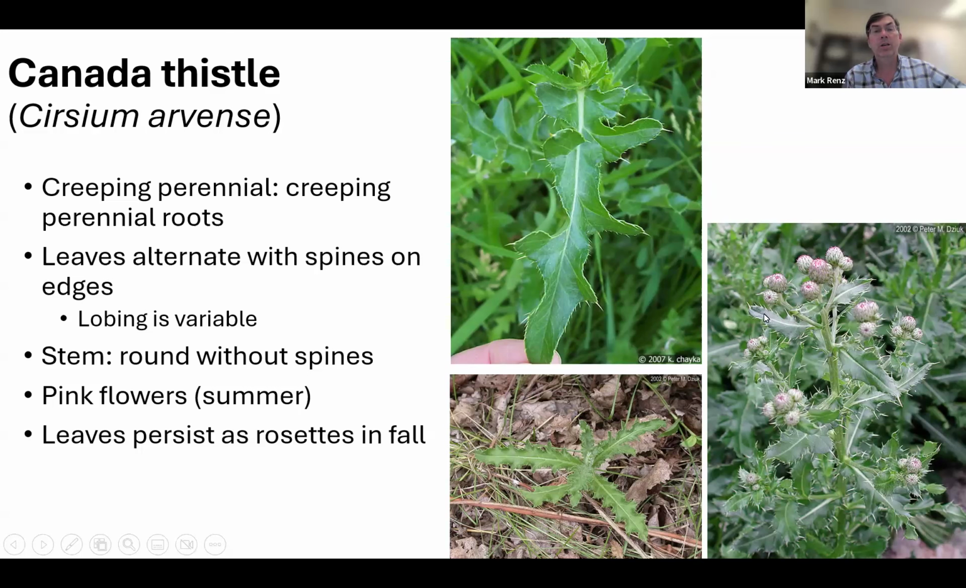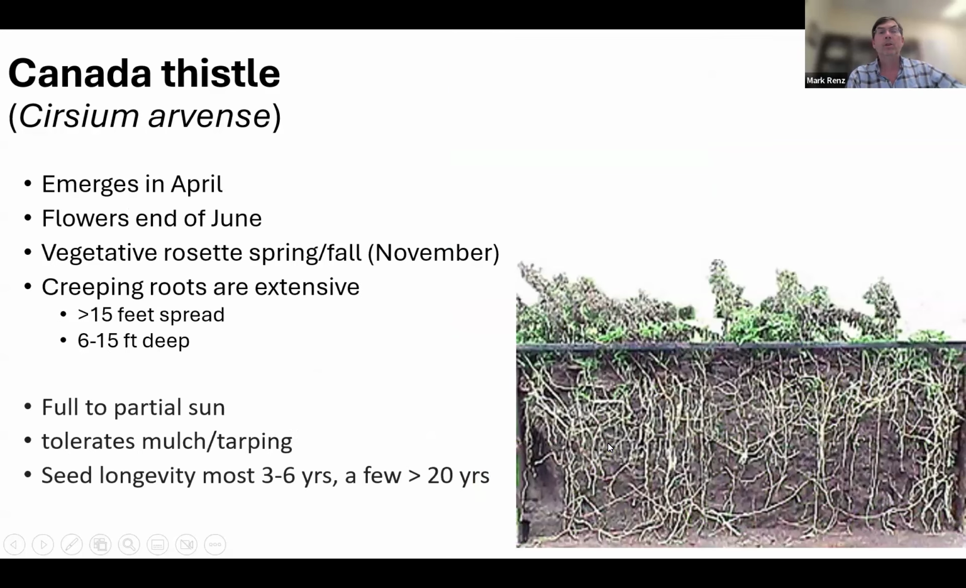But that's a good characteristic. It flowers and has pink to purple flowers, and looking in the spring or the fall, you'll just see a rosette, which is just a bunch of leaves with no visible stem. This plant emerges in late April in most parts of the state into early May, flowering at the end of June to early July. Again, most of the year it can be vegetative with those rosettes. If you disturb those plants and mow them or remove them, a lot of times in the fall you'll see those rosettes as well.